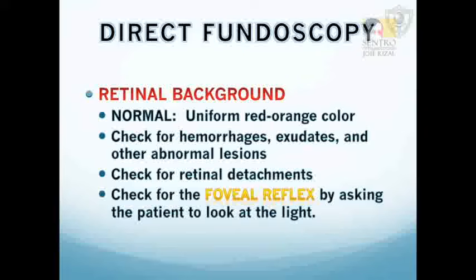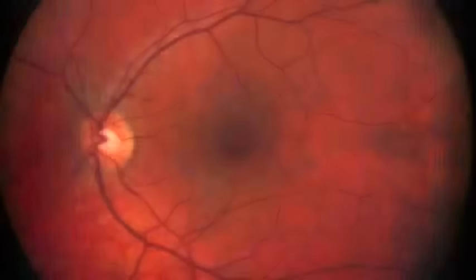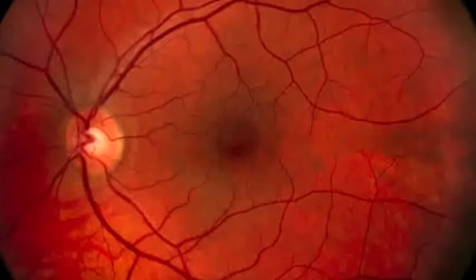Check for hemorrhages, exudates, and other abnormal lesions. Check for any retinal attachments. Also check for the foveal reflex by asking the patient to look directly at the light. Here is an example of a normal-looking fundus.